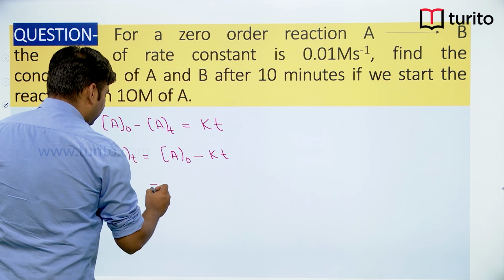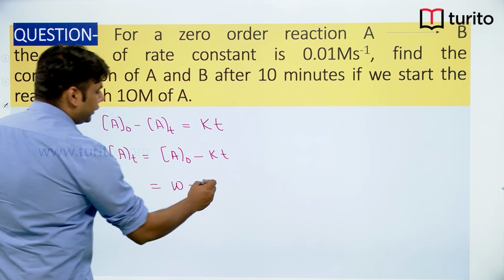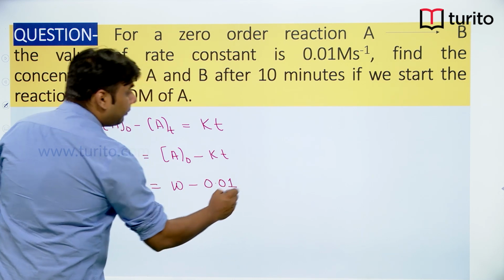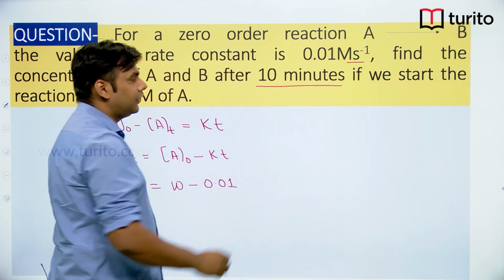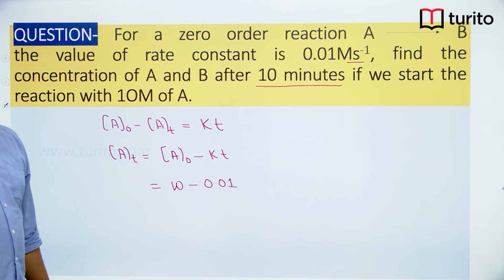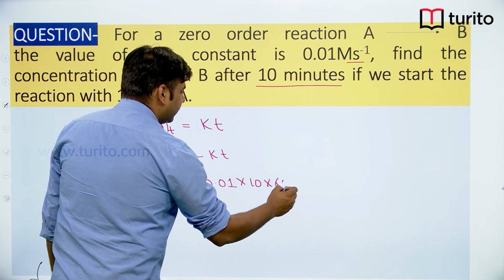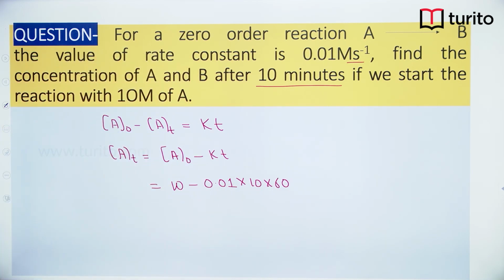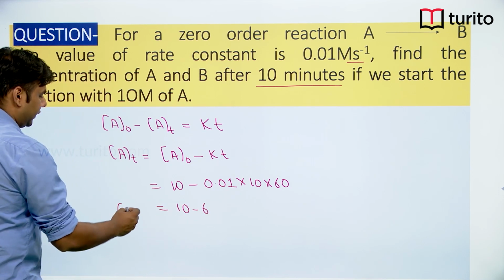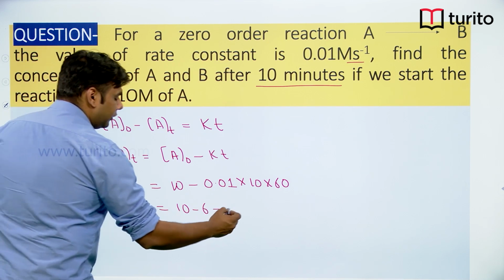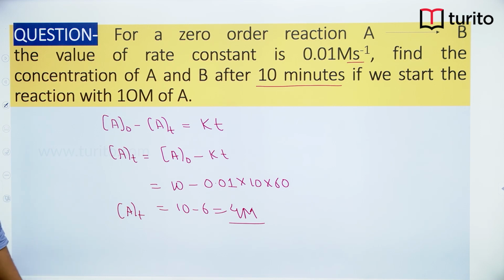We know A naught is 10 molar, minus the rate constant, which is given as 0.01 molar per second, and we have to calculate after 10 minutes. So, we have to convert this time into seconds. This will be 10 into 60, so 10 minus 6. So, At would come out to be 4 molar. The concentration of A after 10 minutes would be 4 molar.